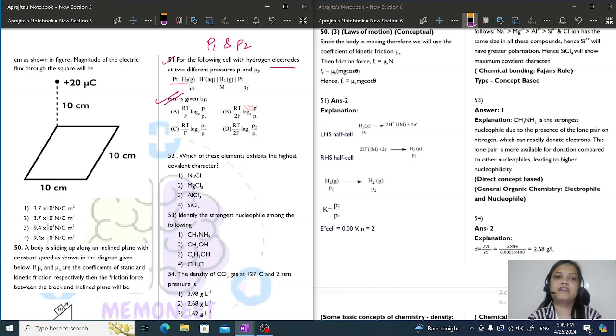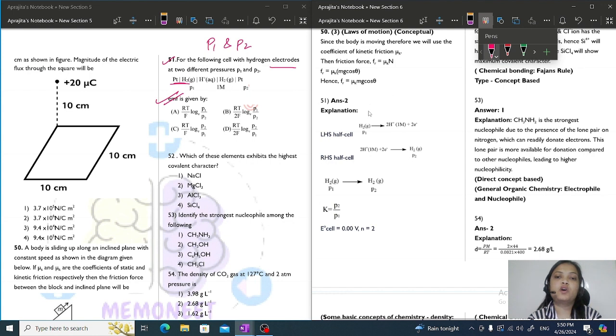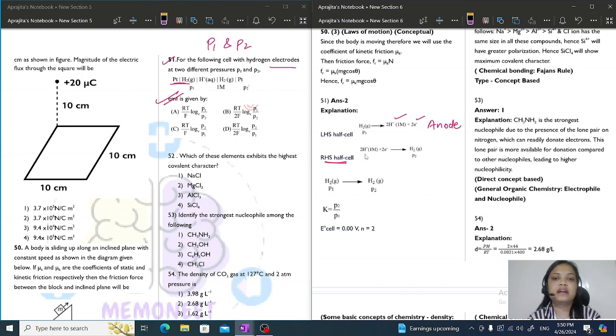So let's see the left hand side reaction. Here hydrogen is getting oxidized, so 2H plus ions and 2 electrons are produced, so this reaction takes place at the anode, whereas in the right hand side half cell reaction, 2H plus gains electrons to become hydrogen, so this takes place at the cathode because this is reduction. Now if we combine these two reactions, these two things will cancel out, we will be left with H2 gas at P1 to H2 gas at P2.